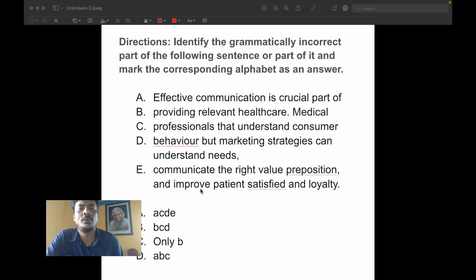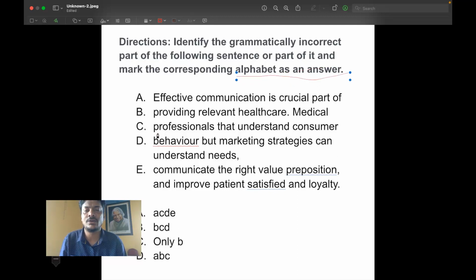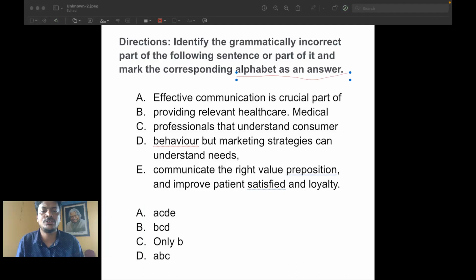So we have one of the questions here, and the direction says to identify the grammatically incorrect part of the following sentence or part of it, and mark the corresponding alphabet as the answer. So that's what is given in the direction. Let's see what this statement is all about.